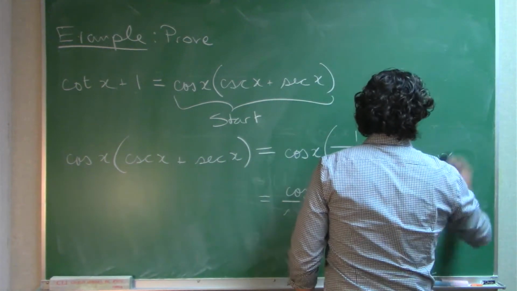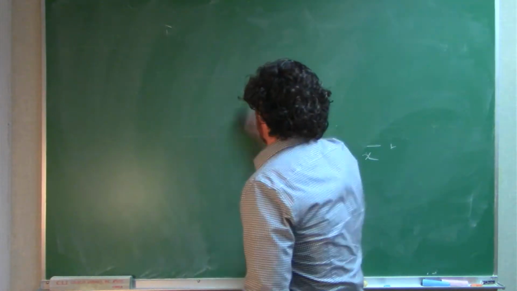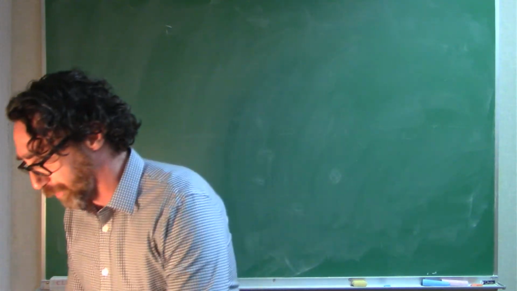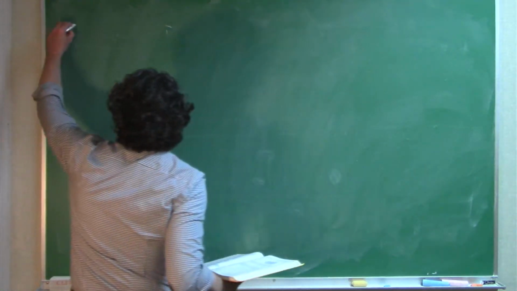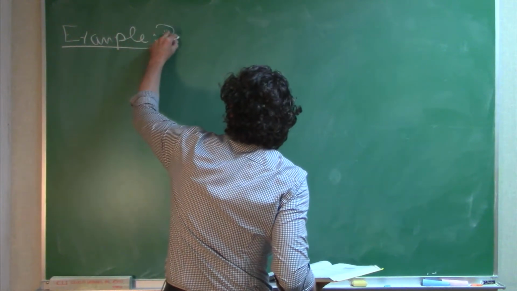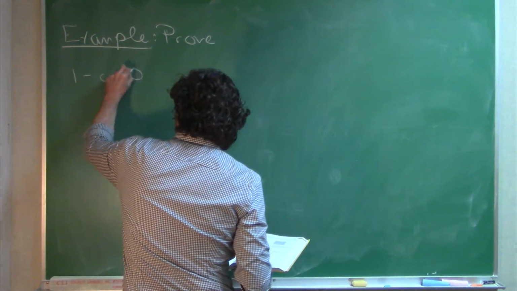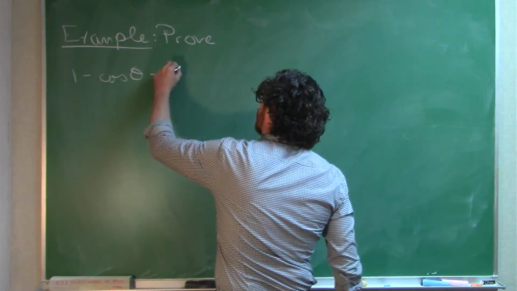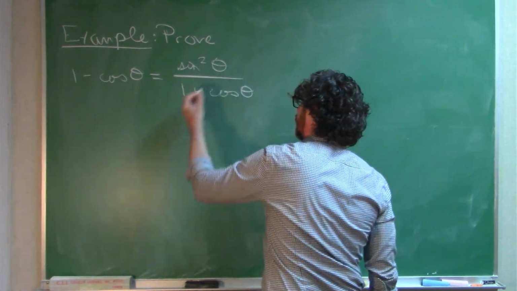Okay, let's do an example where we bring in one of the Pythagorean identities. Those were the ones involving the squares. Okay, so let's try this one. We're going to prove 1 minus cosine theta is equal to sine squared theta over 1 plus cosine theta.